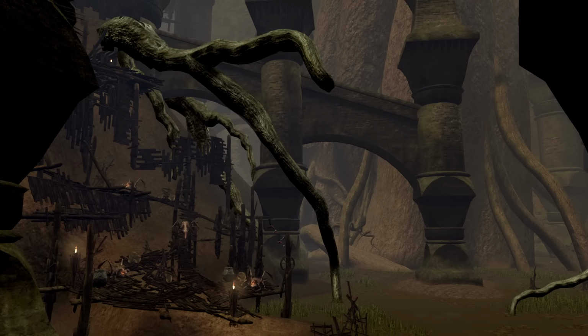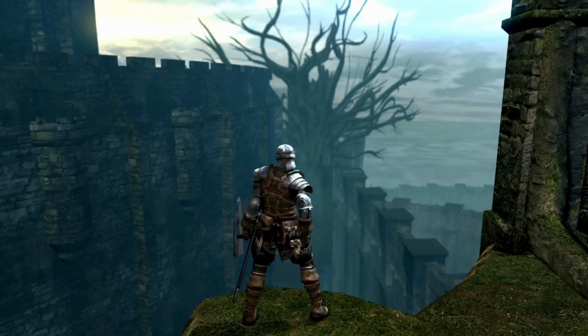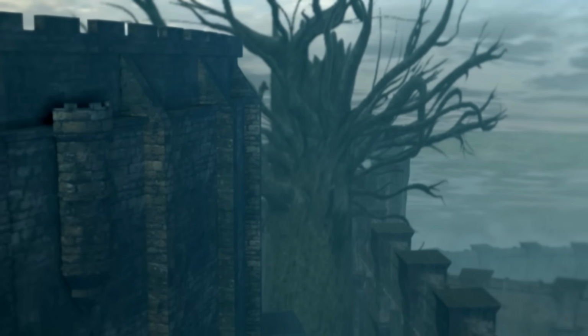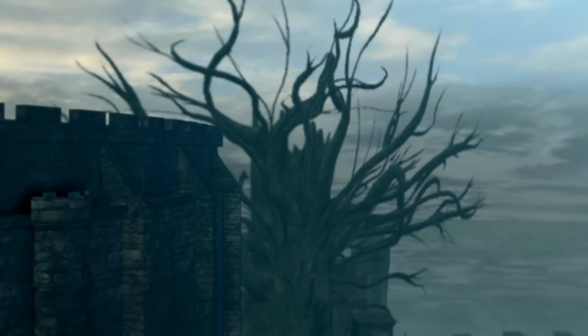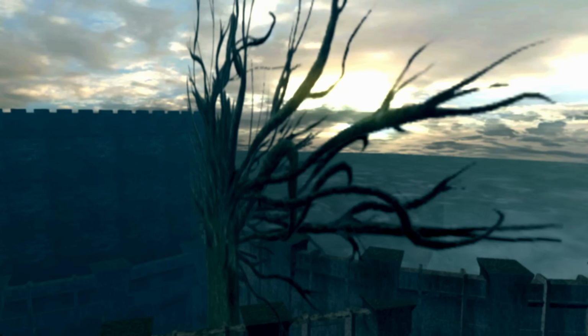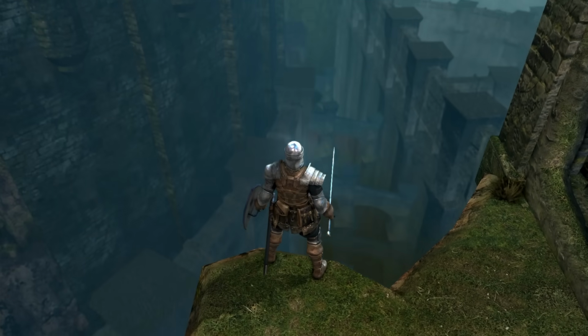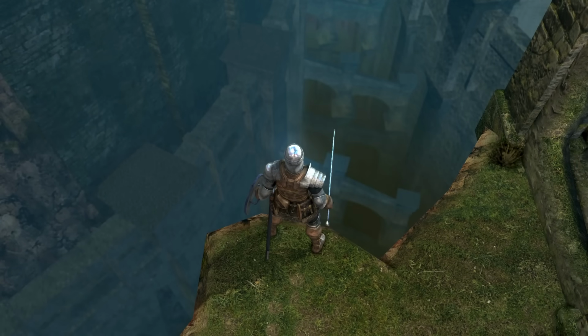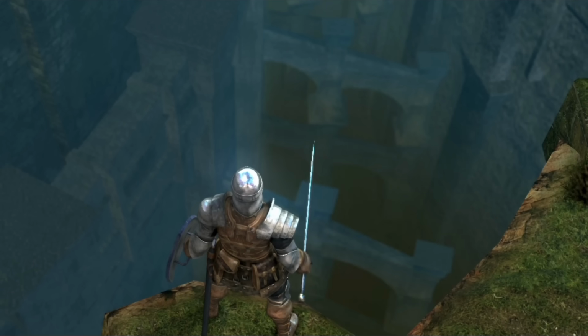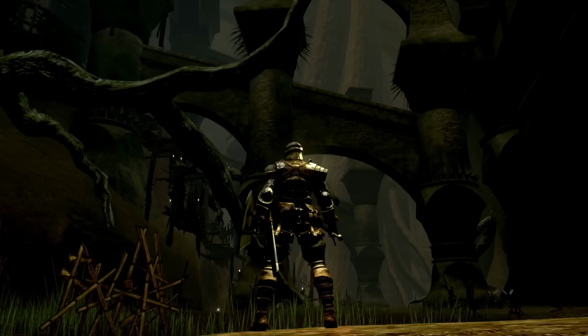Let's break down the relationship between the Great Hollow and Blighttown with the Firelink Shrine. From the Firelink Shrine, we can see this large tree in the distance. This is, of course, meant to be the Great Hollow. From the Firelink Shrine, it's not fully rendered and it's simply put in as a 2D texture. If we look down below, we can see Blighttown. There's not much detail to see, but you can see all those large pillars that are found throughout the area.